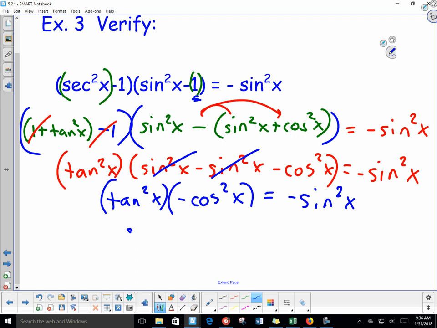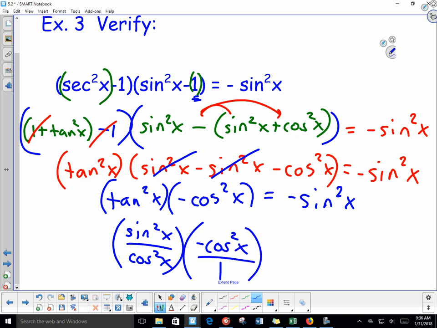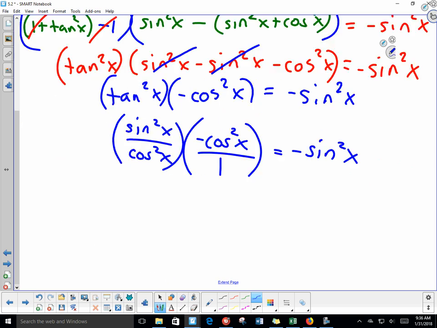I would rewrite tangent squared as sine squared x over cosine squared x, and I'm multiplying that by negative cosine squared x, or I can think of that as negative cosine squared x over 1, and I'm trying to show that it's equal to negative sine squared x. The cosine squareds are dividing out, so I really get this negative, think of it as negative 1 times sine squared. So I get negative sine squared x equaling negative sine squared x. We've shown that the left side can be simplified down to be the right side. Let's take a look at the next one.